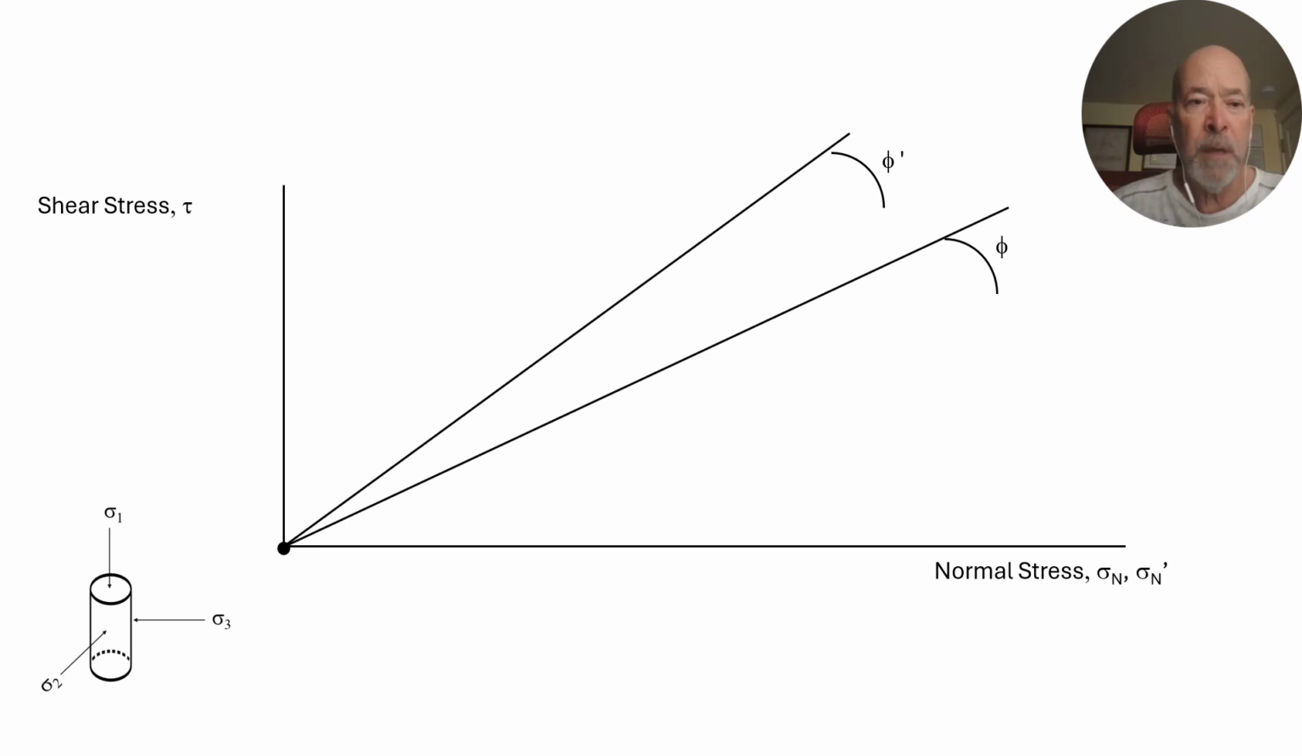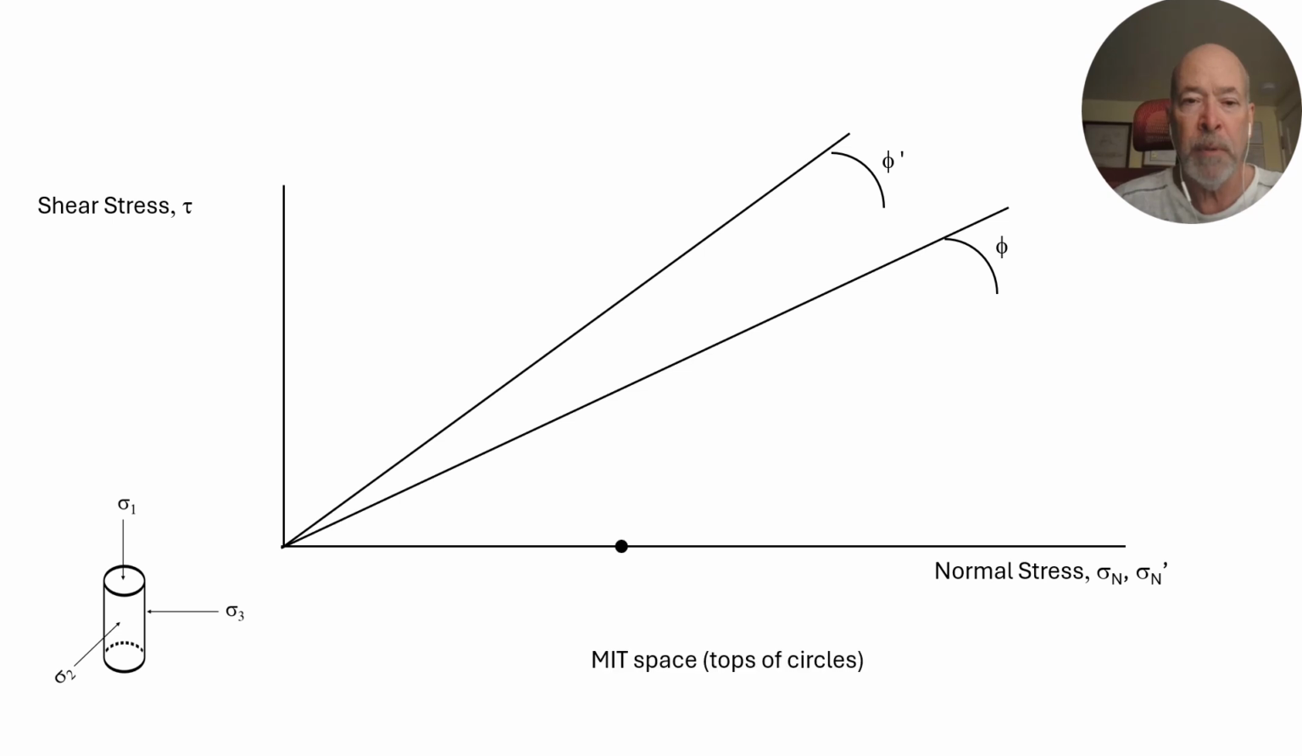So if we take our sample that's initially at atmospheric pressure and we put it under confining pressure to whatever we wish, of course that's on the x-axis because sigma 1, 2, and 3 are all equal. So it's a hydrostatic pressure applied by the water, and it's equal all around pore pressure. So let's take that and start to load the sample.